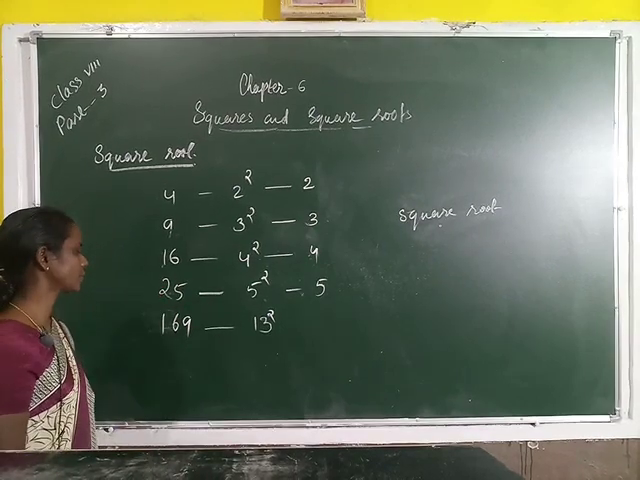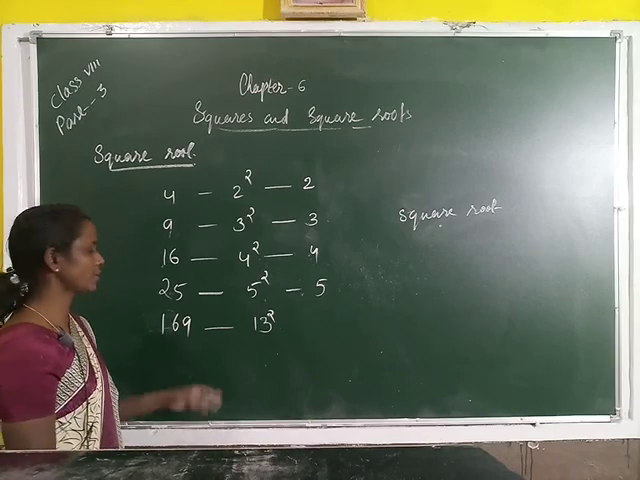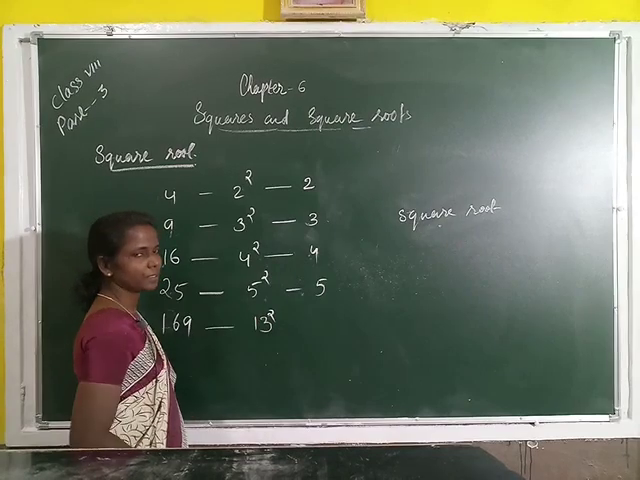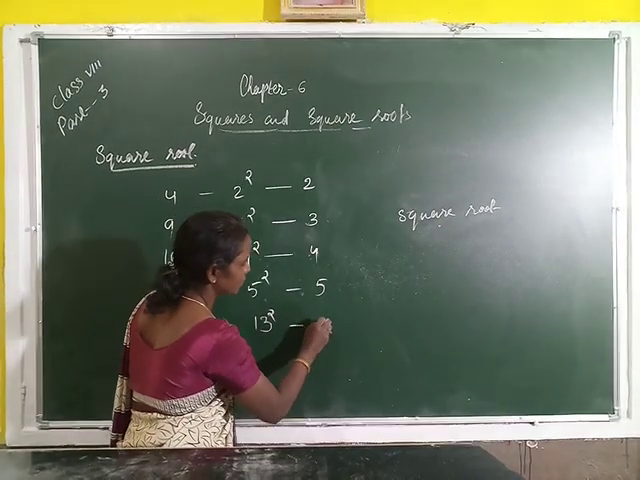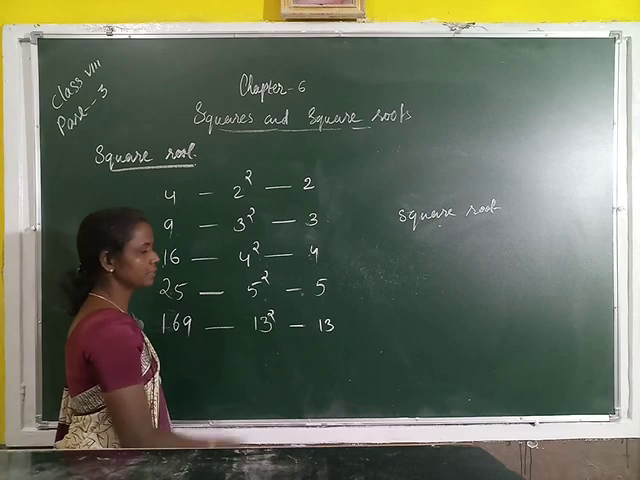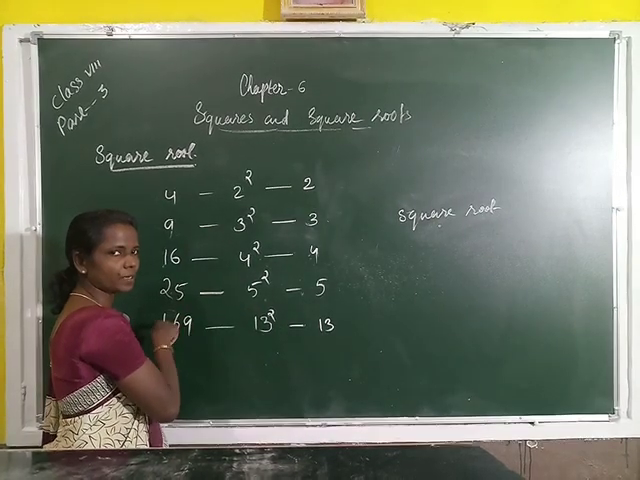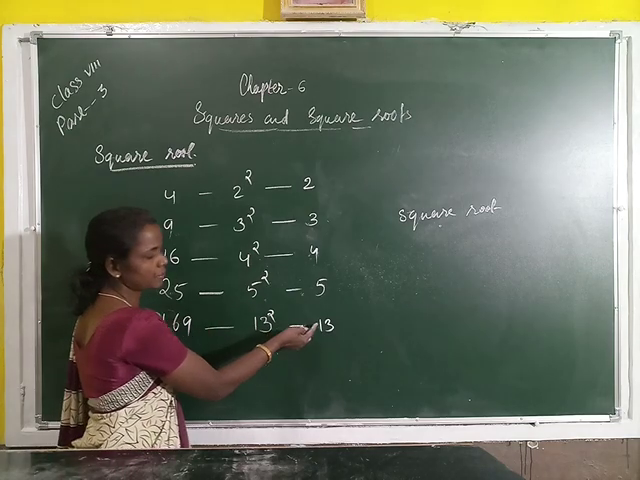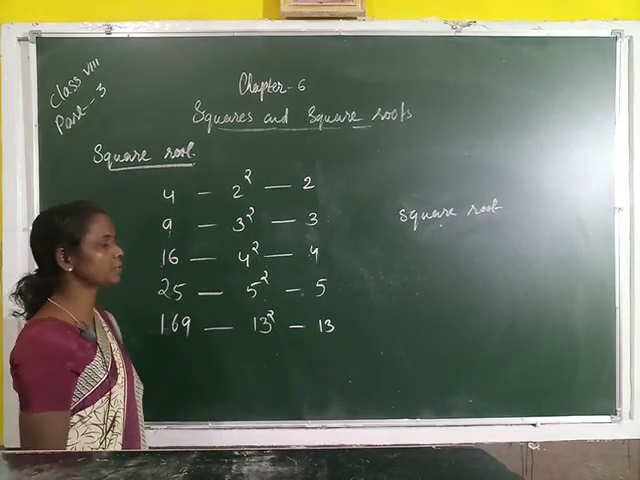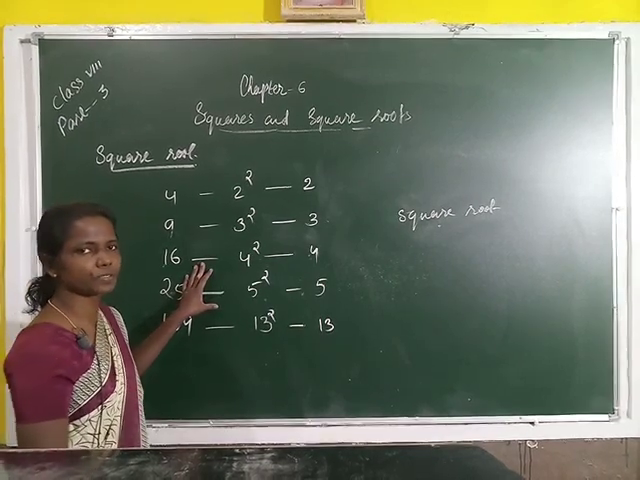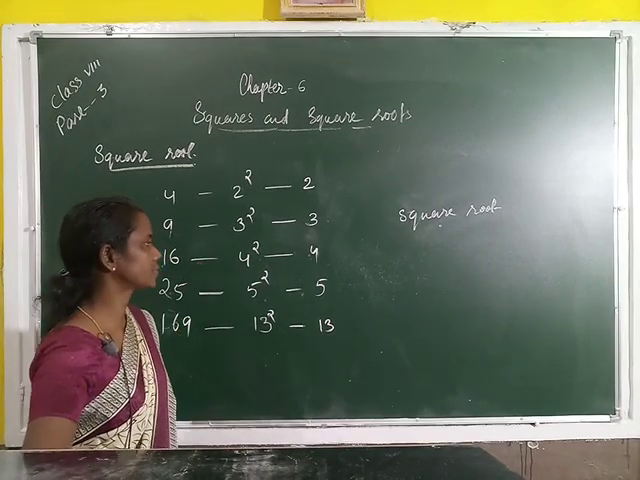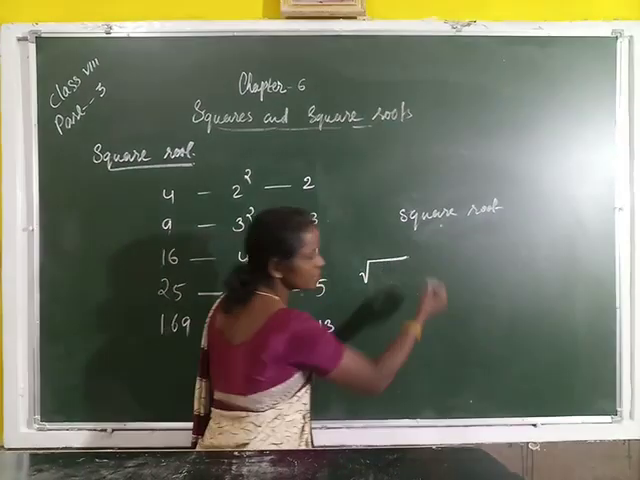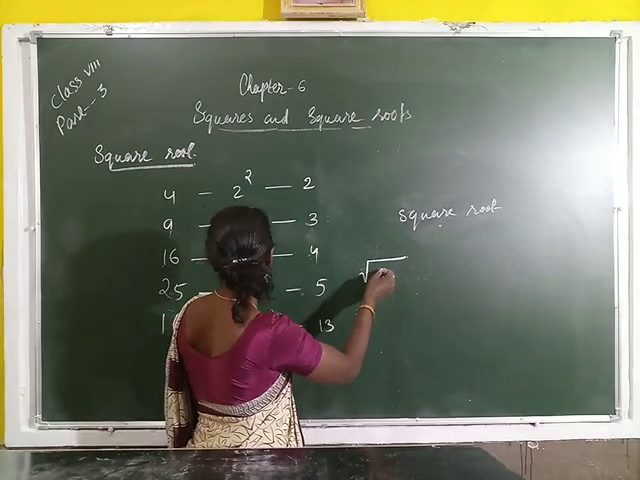Is it clear? Then 169, you can write as the square of 13. Then this 13 is the square root of 169 and 169 is the square of 13. Square root means the inverse operation of square. Is it clear? Then here we use this square root symbol.